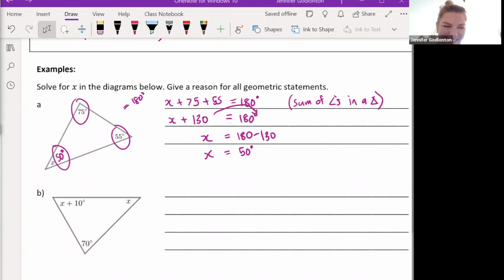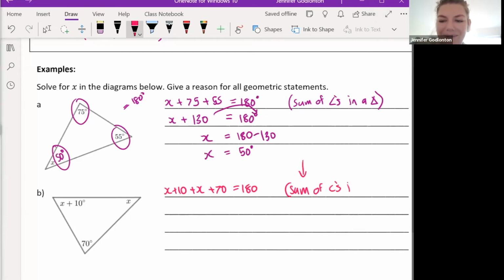Okay. So I got x plus 10 plus x plus 17 equals 180, and then I got 2x plus 18. What's missing over here? Oh, the reason. Sums of angles in a triangle. Thank you. Yes. And then I got 2x plus 80 equals 180.